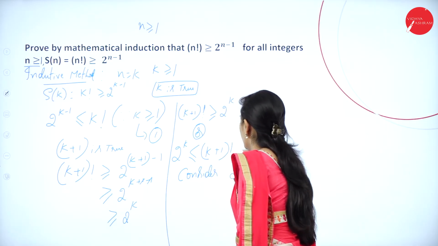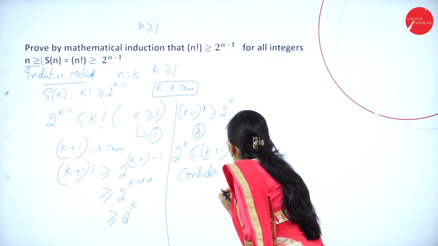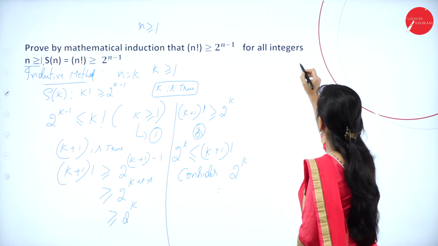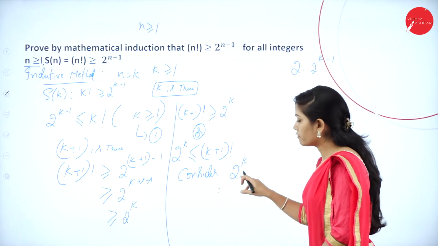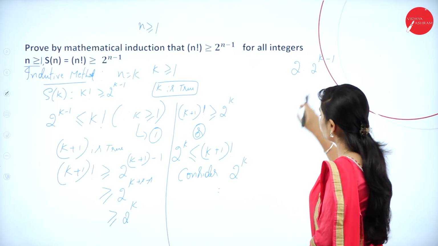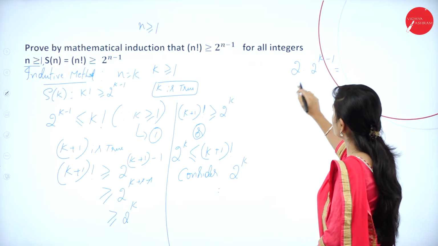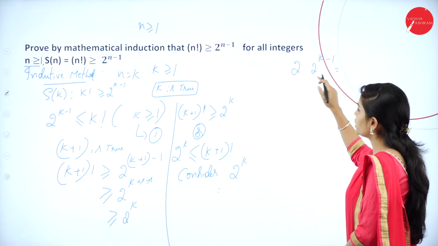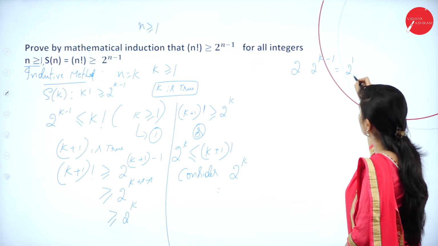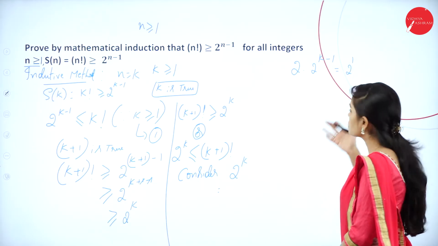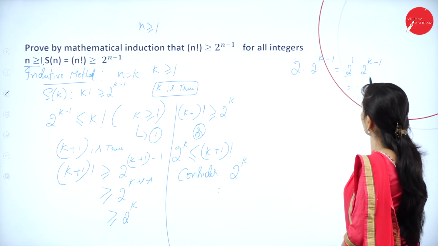So now consider 2 power k. First I will consider this value 2 power k, and 2 power k means I can write 2 into 2 power k minus 1. In place of 2 power k, I can't replace any other formula, so 2 power k means I can write 2 into 2 power k minus 1. If you are simplifying this, 2 means the power value is 1, so it is 2 power k minus 1. The base value is the same.